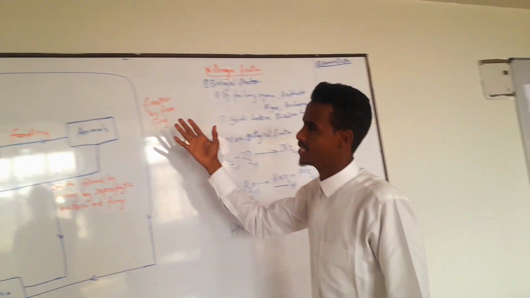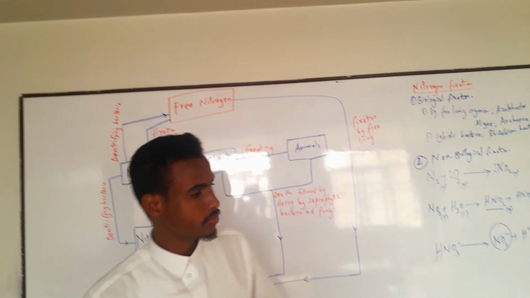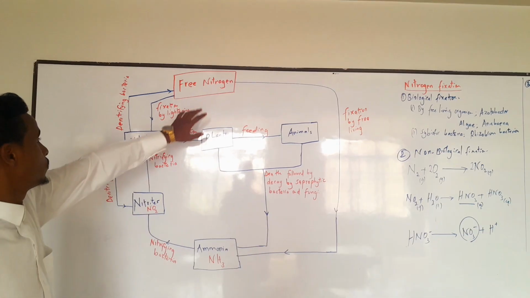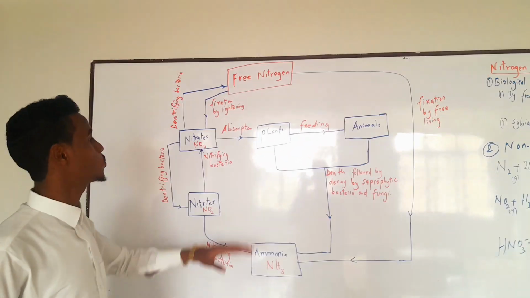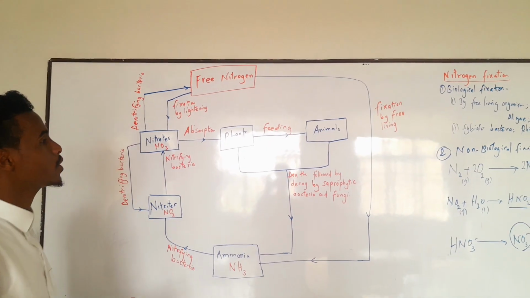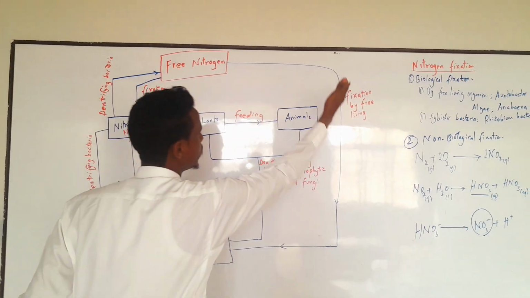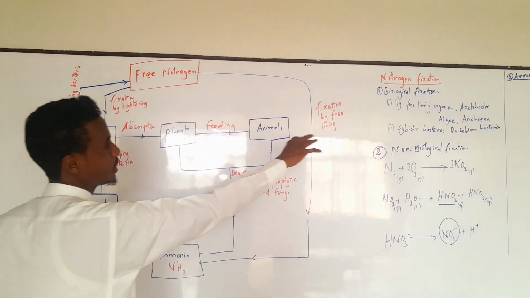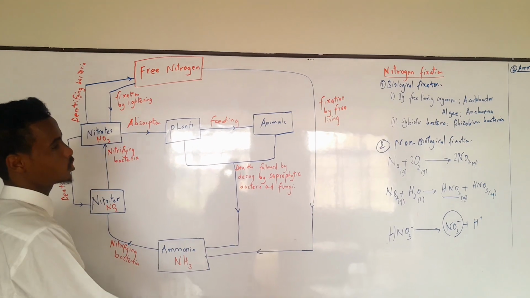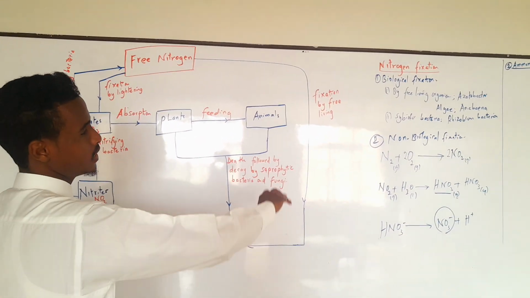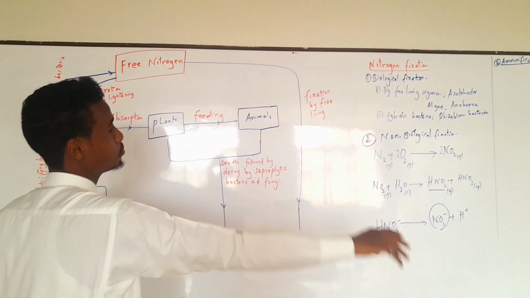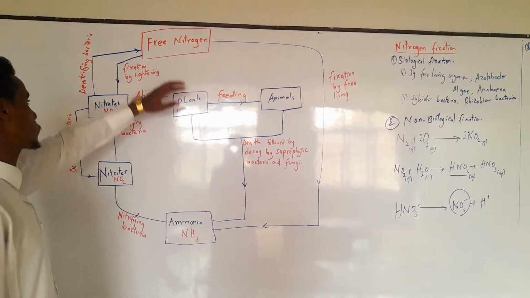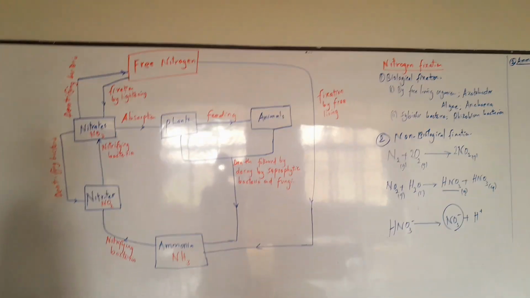Now let's analyze whatever we have here. As you can see here, we have free nitrogen. We have the 2 ways of nitrogen fixation. Number 1, we have fixation by free living, where we said fixation by free living is called the biological fixation. It is done by free living as well as the symbiotic bacteria. We also have nitrogen fixation through lightning.